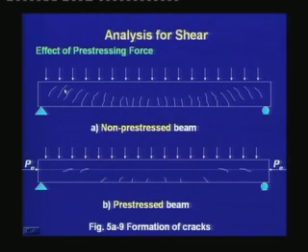The web shear cracks are at an angle of 45 degrees in the reinforced concrete beams, whereas for prestressed concrete beams, the web shear crack inclination is smaller, and the amount of cracking throughout the beam in a prestressed concrete beam is much lower as compared to a reinforced concrete beam. This is the big benefit of the prestressing, that the cracking in the beam is much less as compared to a reinforced concrete beam.